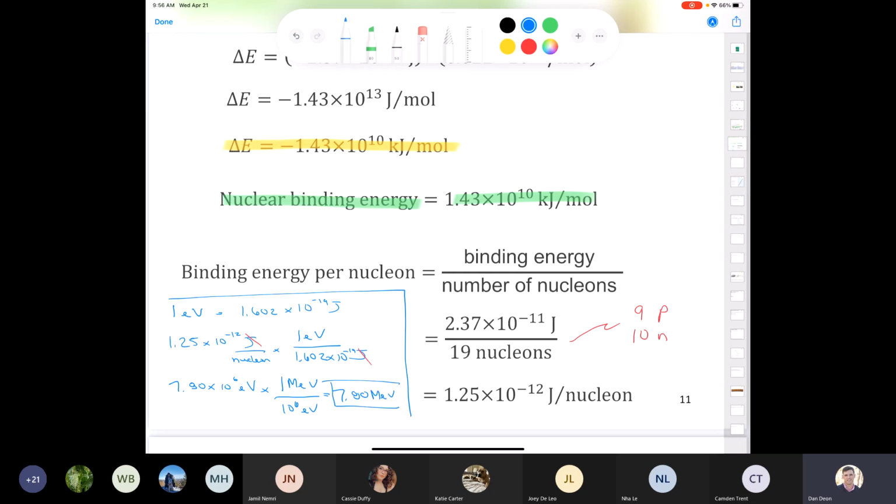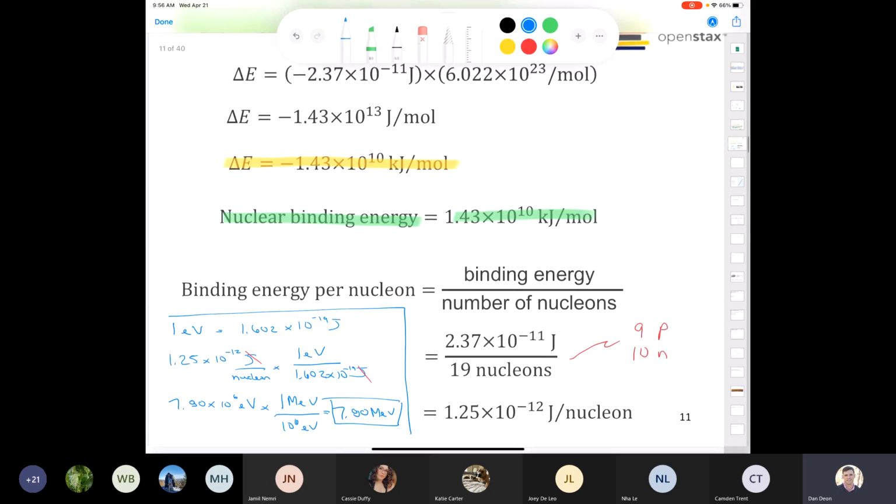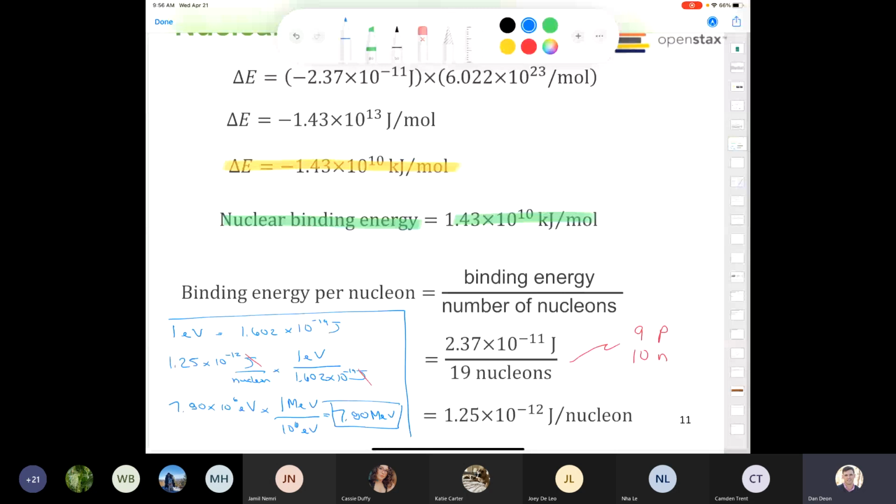So this is a form that's used a lot, the number of electron volts, which is, again, an amount of energy that it would require to break apart a nucleus. So electron volts or mega electron volts is used quite a bit in our textbook. And I know that many of you are avid readers of the textbook.